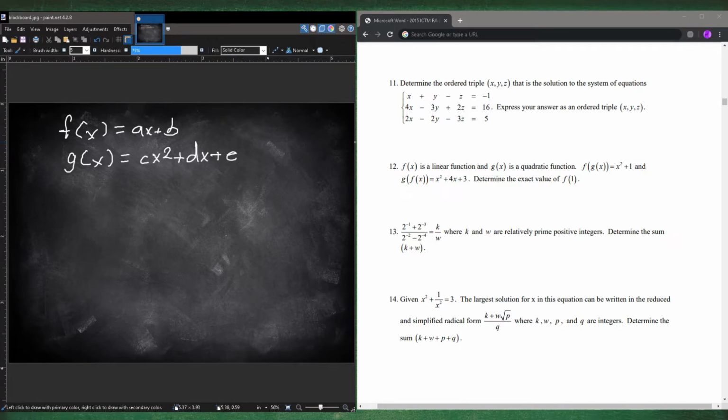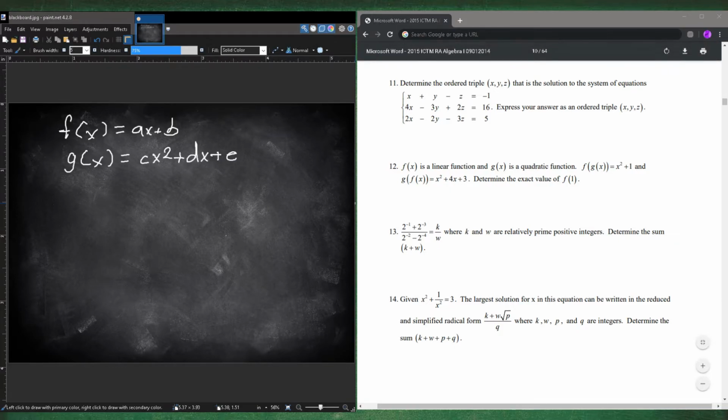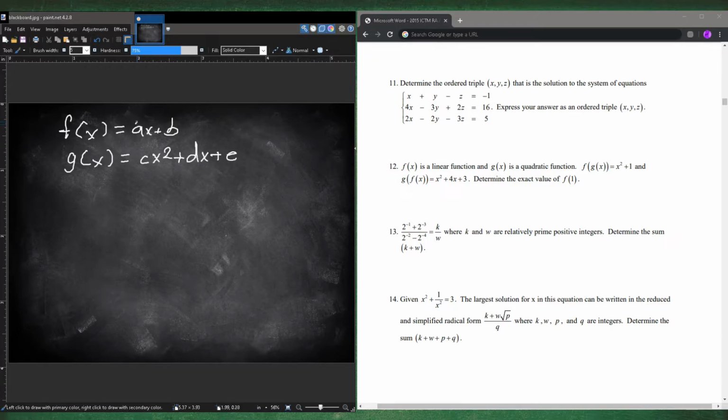If you plug in g of x into f, you get x squared plus 1. So that means, when we put f of x in g of x, your coefficient is also 1, because in front of the x squared is 1. So that basically tells us that this and this do not matter because they're both going to be 1 regardless if you plug it in.